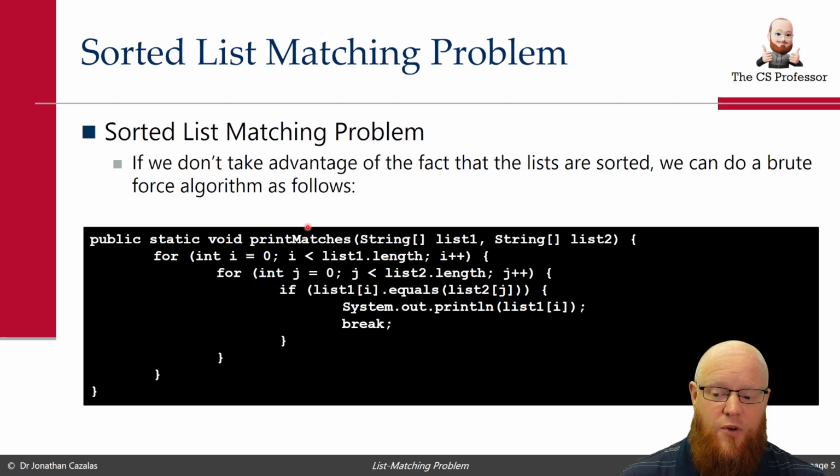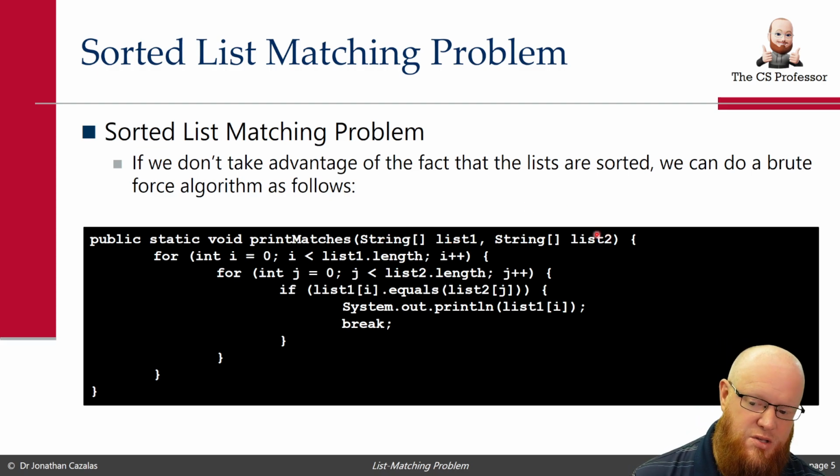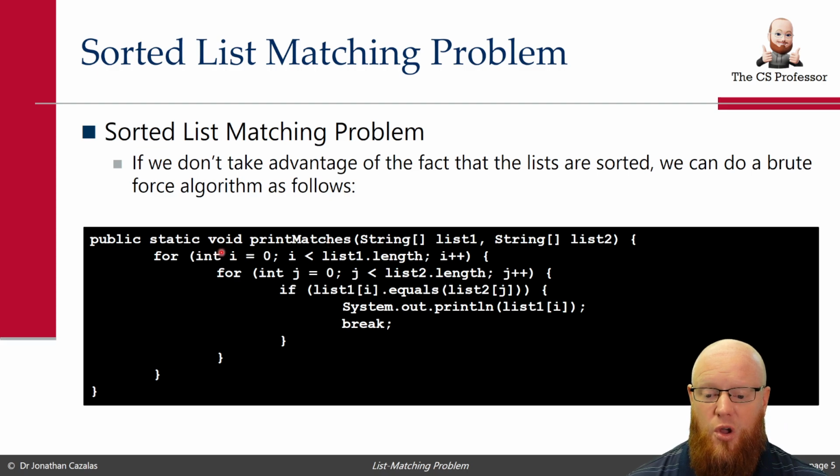It's a pretty straightforward code, right? You get the 2 for loops. We have this method called printMatches. We have these 2 arrays of strings, list 1 and list 2. We're going to loop over all values in list 1.